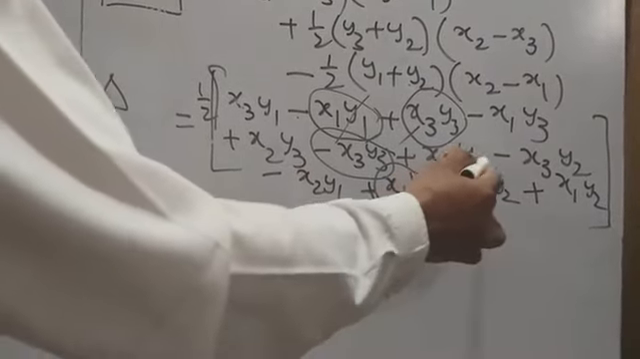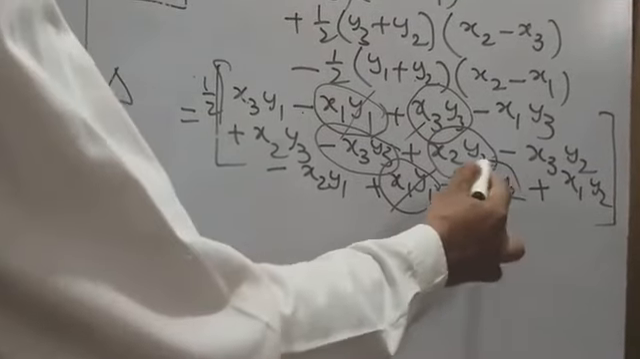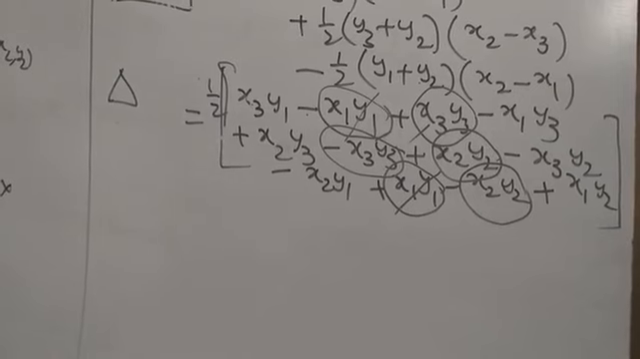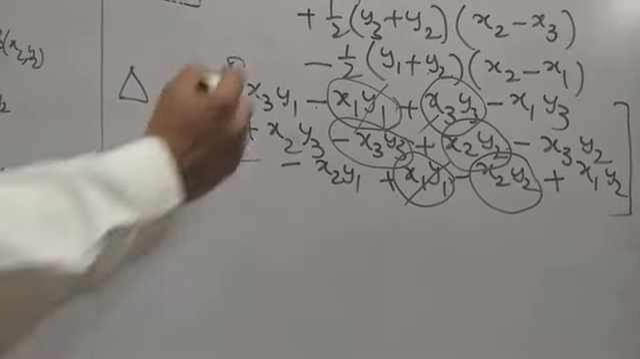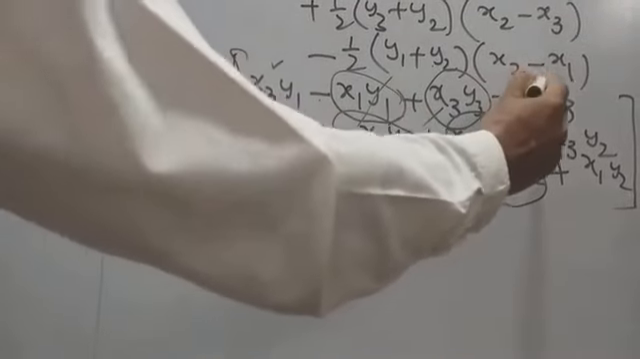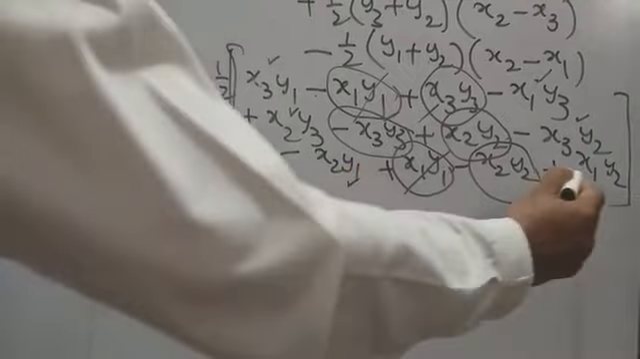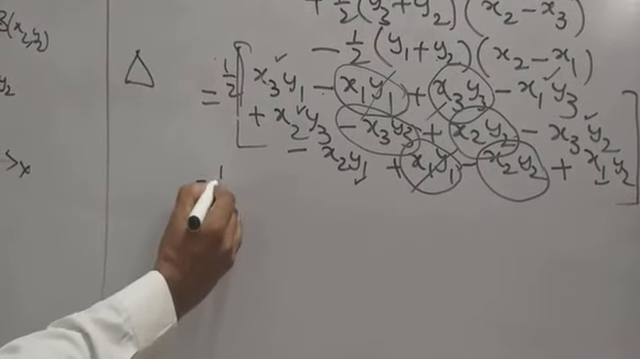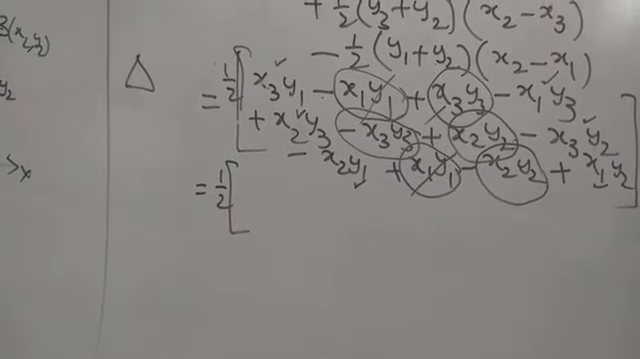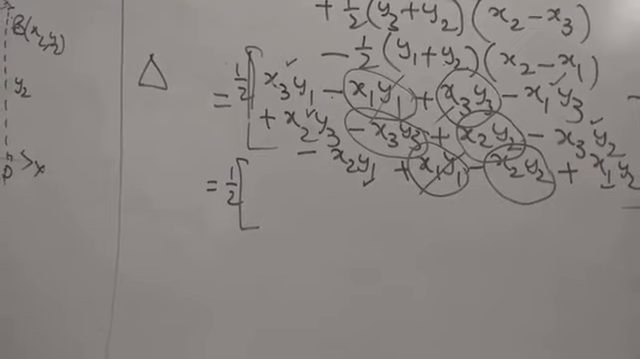Similarly, here it is x plus x2 y2 is there, and below it is minus x2 y2 is there. So both will be cancelled. So total 6 terms are cancelled. Now the remaining, how many are there? 1, 2, 3, 4, 5 and 6 terms are there. So I want to write the terms with respect to same corresponding x coordinates.